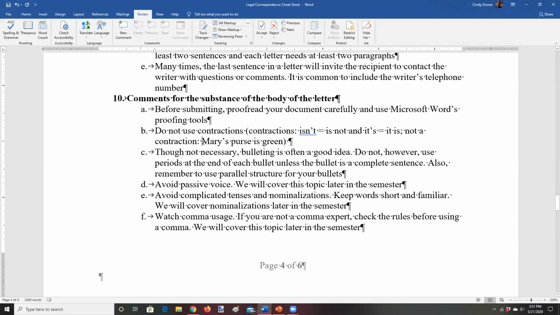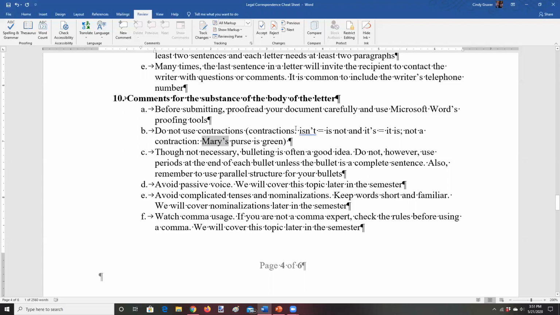You will need to use possessive apostrophes because they're not contractions. For example, let's just look at this example. Mary's purse is green. We don't mean Mary is purse or Mary has purse. This apostrophe S is not a shortened version of some verb. Instead, this means the purse that belongs to Mary is green. We're showing possession, not contraction.